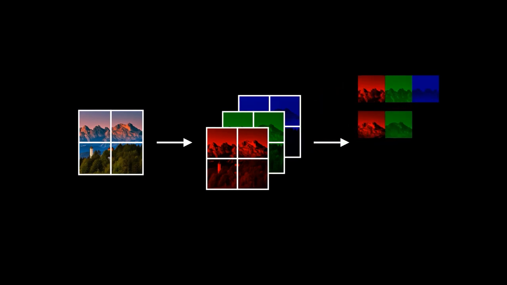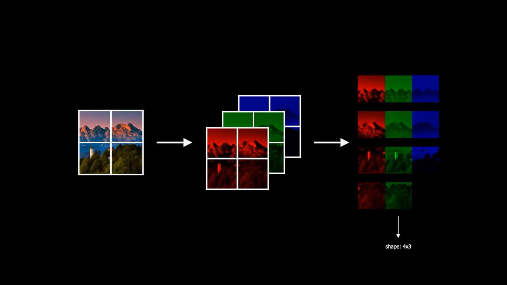For simplicity, let's say our image has only 2x2 pixels, but let's also assume the image is RGB and thus has 3 channels. To apply self-attention now, we first have to flatten our image like this, which gives us a shape of 4x3. And remember, it's just 4 pixels with 3 channels for RGB.